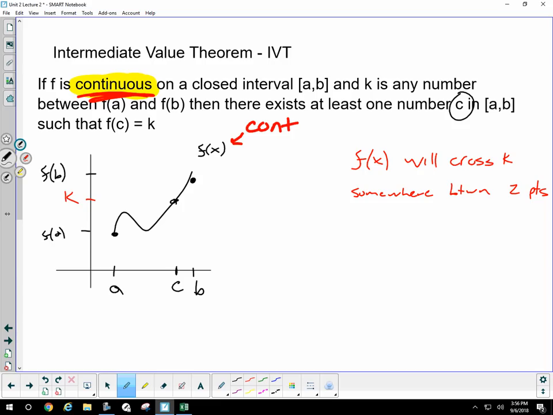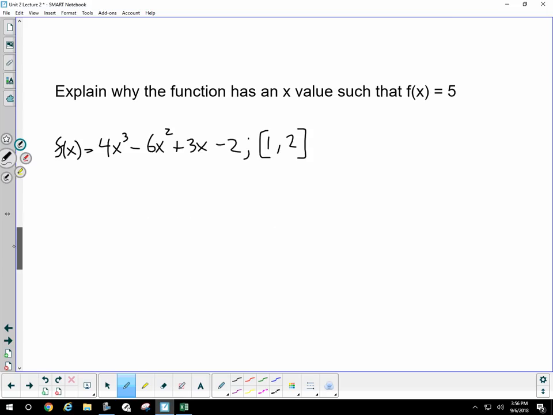Okay? This can be used a lot of different ways. It's typically used to show that something exists. It's like, oh, there is going to be a solution to this tough equation. Even though I might not be able to find the solution, I can at least know in the general vicinity where it is.